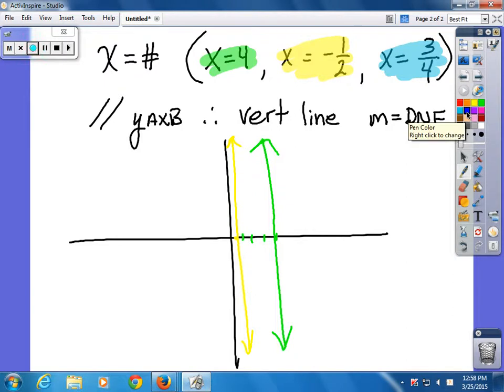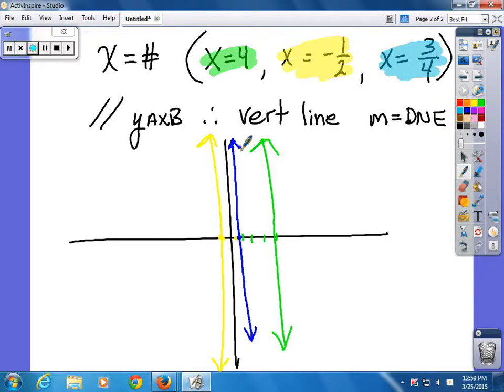3/4, oops, that's -1/2, I'm sorry. I messed up on that one. -1/2, be on the negative side, be here. And the blue would be 3/4, which is right in here. And that would be another vertical line. So there is your horizontal and vertical lines. When y is equal to a number, it's a horizontal line. When x is equal to a number, it's a vertical line.